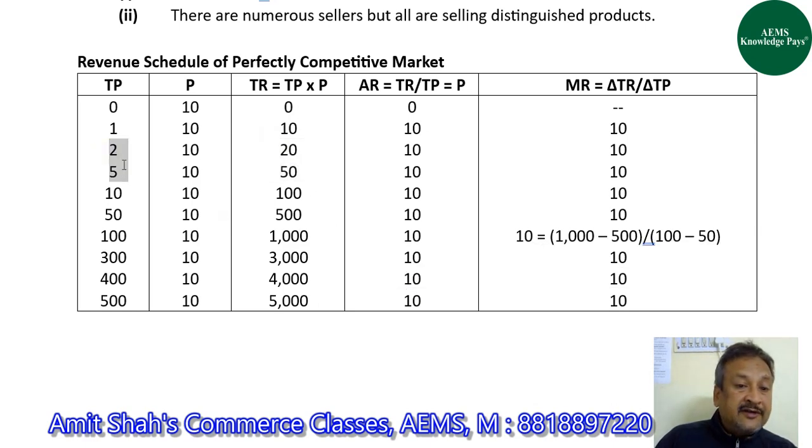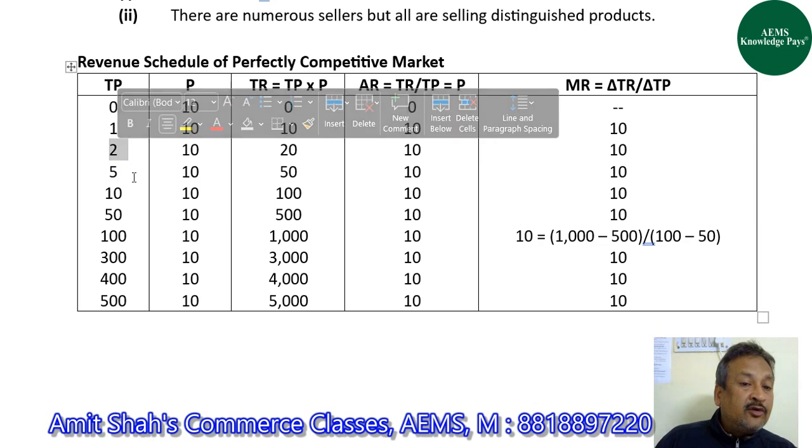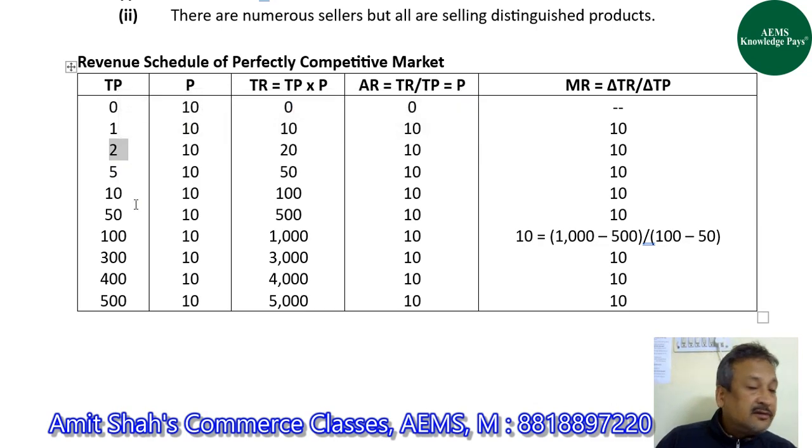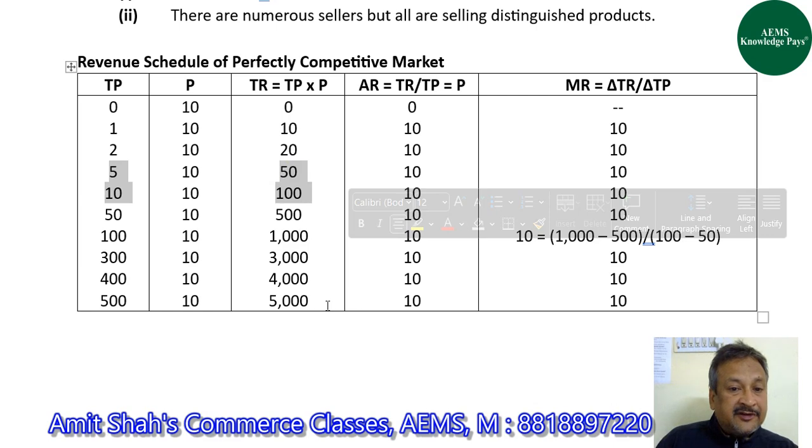How do we calculate percentage change, guys? What is the change here? 3. On what? 2. So 3 divided by 2 into 100 is 150%. So here percentage change is 150. Here also percentage change is 150. Here percentage change is 100. The same way TR also has increased by 100%.